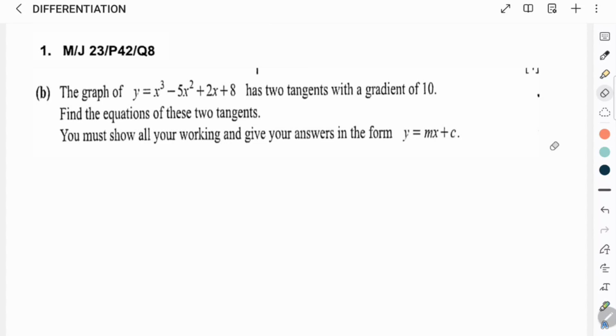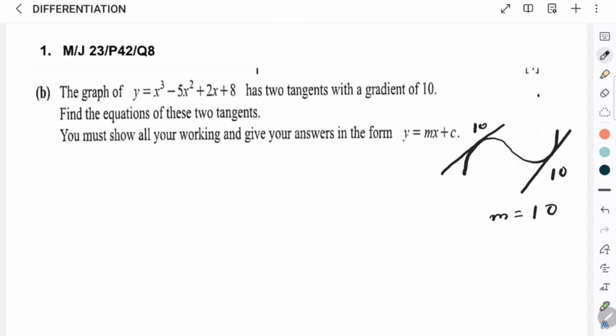You know that it's a cubic equation with a positive x cubed, and you must have sketched all these types of equations. In a cubic equation, we can have two stationary points as well as two equal gradients. For example, in a sketch of a cubic equation we have two tangents with a gradient of 10, one tangent and another, and they are parallel. It means the gradient equals 10 for both of the tangents. Find the equation of these two tangents.